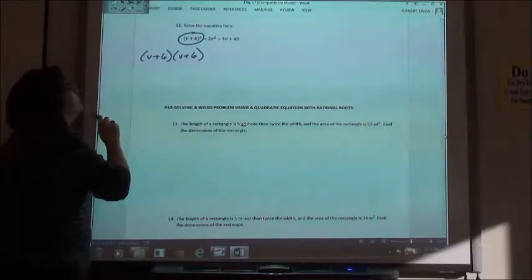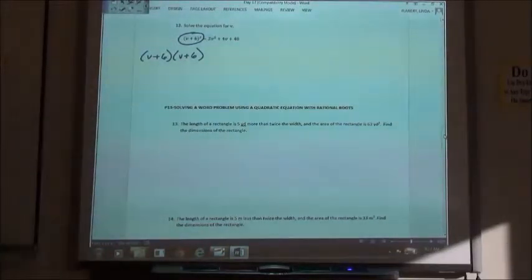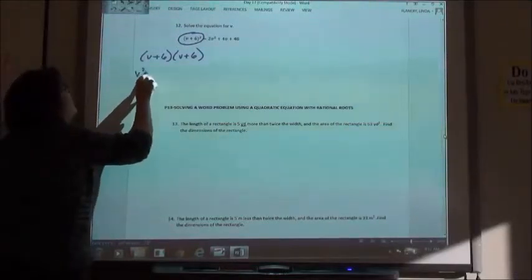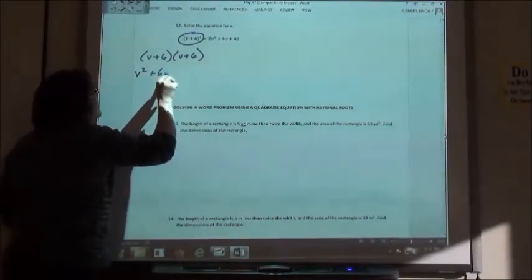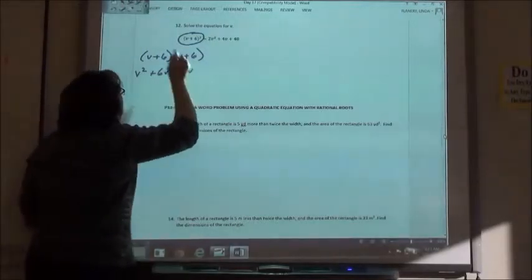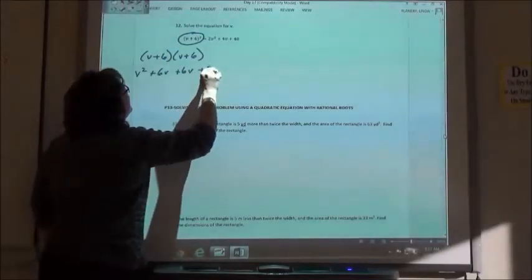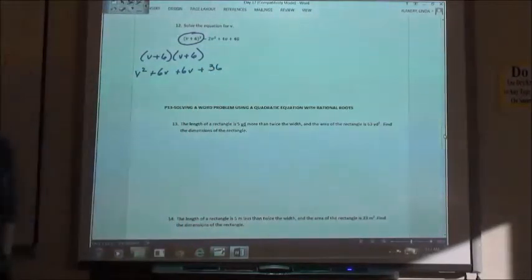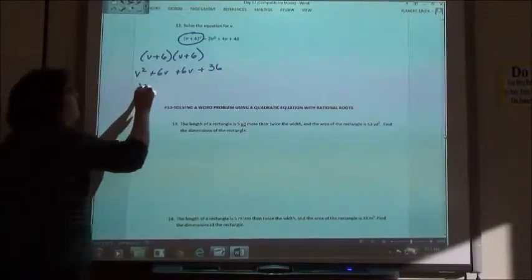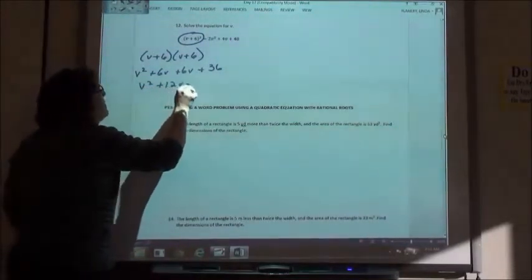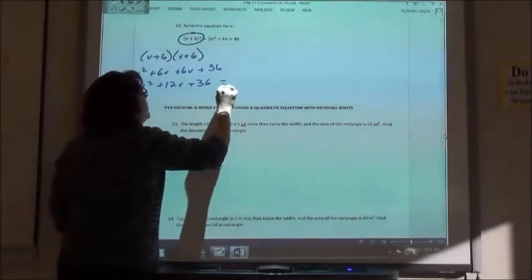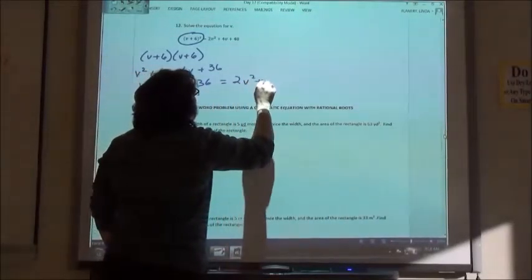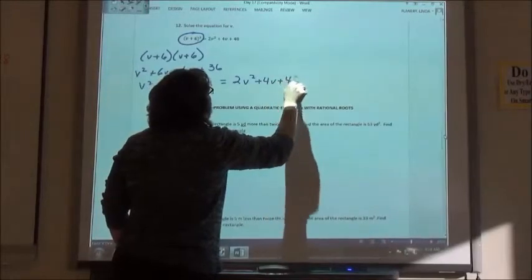V plus 6 times V plus 6. V squared plus 6V plus a second 6V plus 36, right? So combining our two 6V's, we get V squared plus 12V plus 36 equals 2V squared plus 4V plus 48.